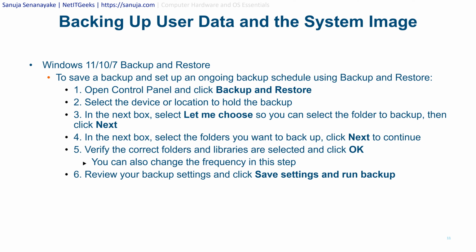Windows 11, 10 and 7 Backup and Restore. To save a backup and set up an ongoing backup schedule using Backup and Restore, you can open the Control Panel and click Backup and Restore, and select the device or location to hold the backup. Then in the next box, select Let me choose, so you can select the folder to back up, and then click Next. In the next box, select the folder you want to back up, click Next to continue, verify the correct folders and libraries are selected and click OK. You can also change the frequency of how often this backup will be done in that window, and then you can review the backup settings and click Save settings and run the backup.